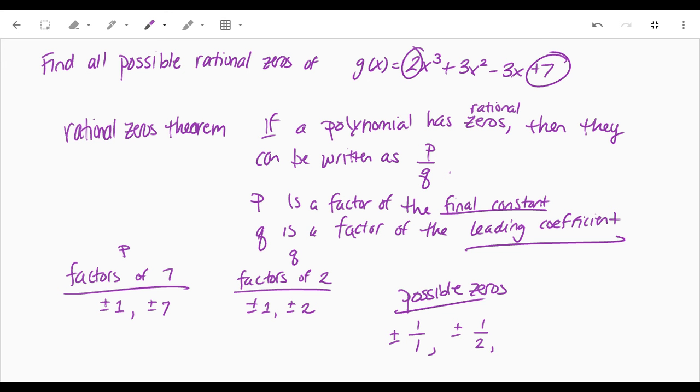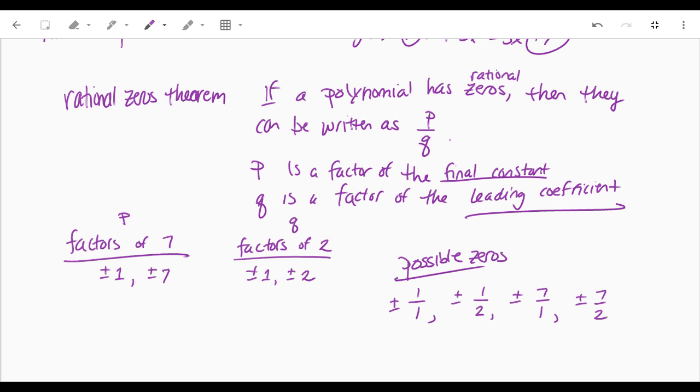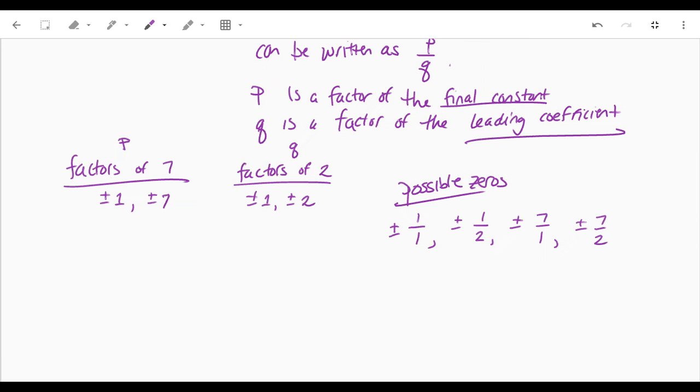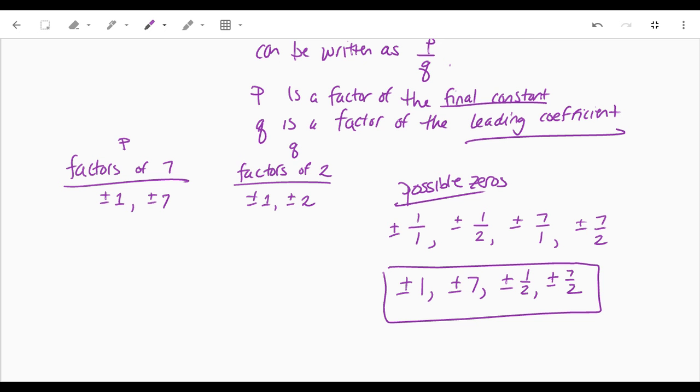And then we can move on to the 7: 7 over 1 or 7 over 2. And we can simplify those ones that are over 1. So positive and negative 1, positive and negative 7, positive and negative 1/2, positive and negative 7/2. So there are 8 basic candidates for zeros of that function, okay?